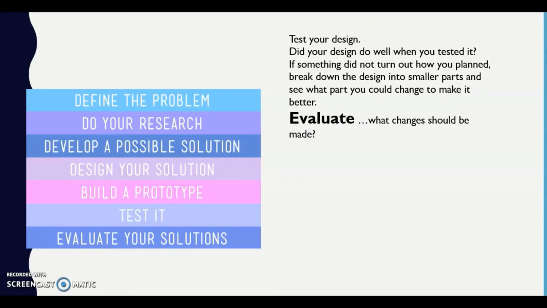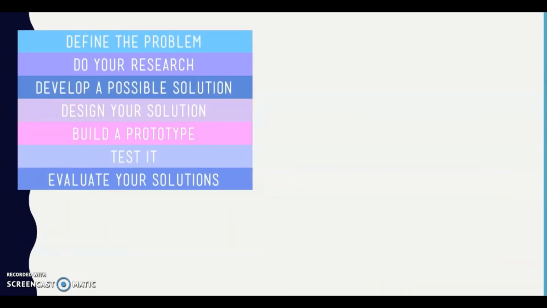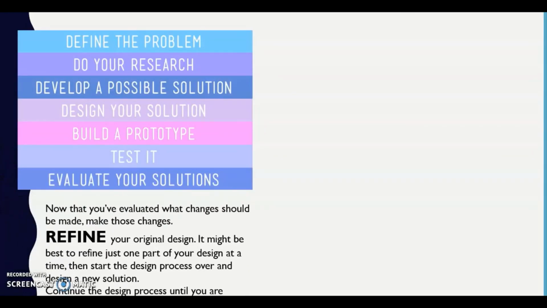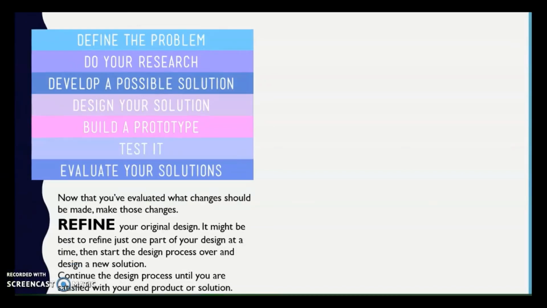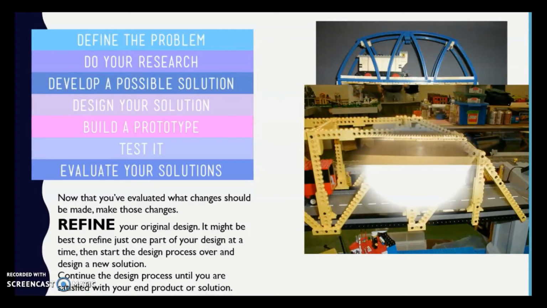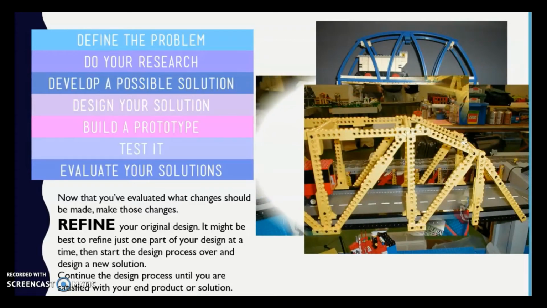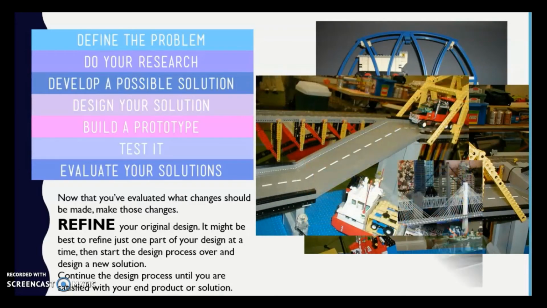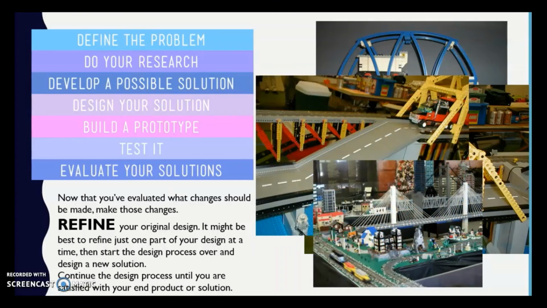Then you're going to test your design. Did your design do well when you tested it? If something did not turn out how you planned, break down the design into smaller parts and see what part you could change to make it even better. Evaluate what changes should be made. Now that you've evaluated what changes should be made, make those changes. Refine your original design. It might be best to refine just one part of your design at a time, then start the design process over and design a new solution.